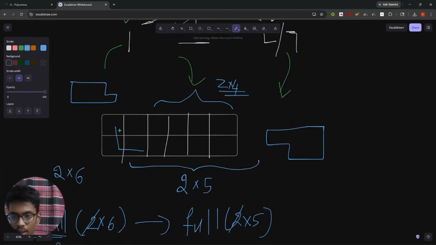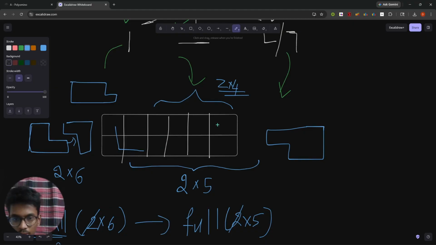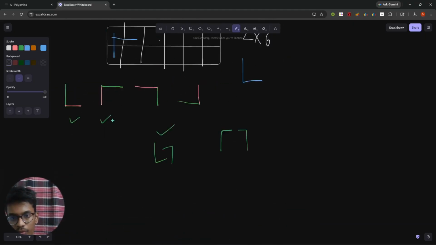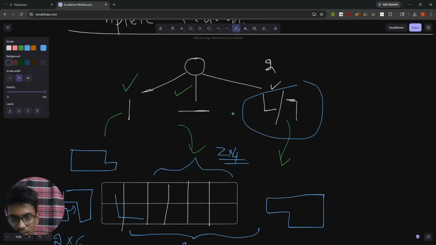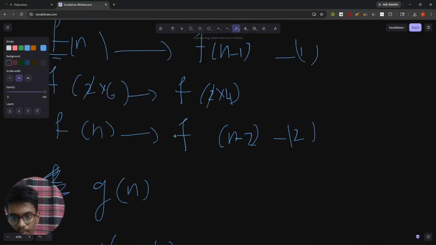You may be like, hey, this shape is called g of n, and it's leading you to this. How did this shape become g of n minus 1? Okay, a valid question, but I already justified that mirror images, these both are to be considered the same. Fine.